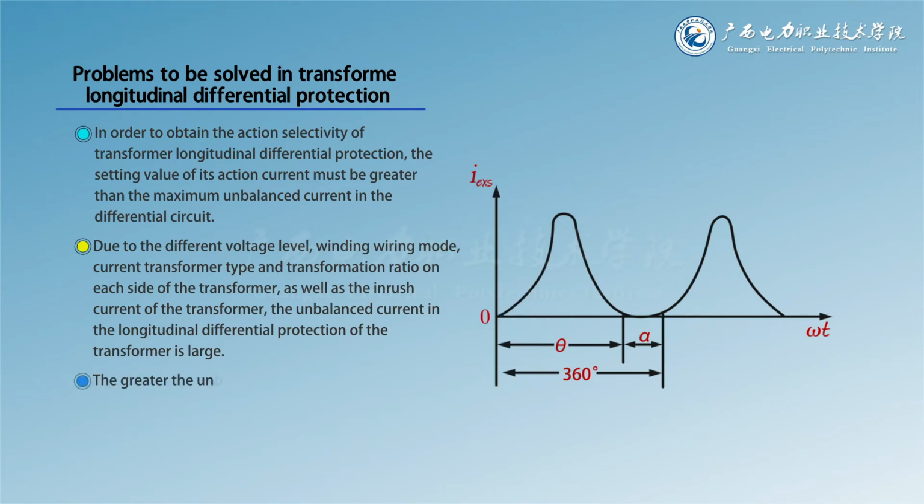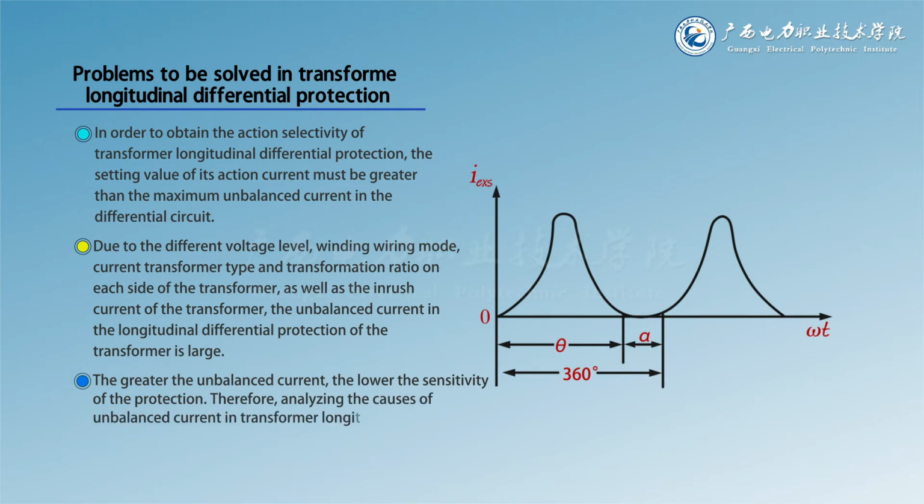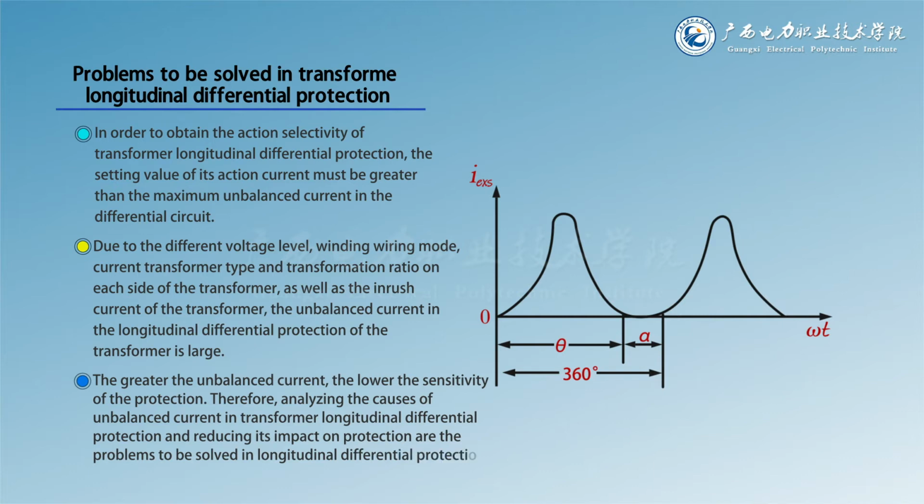The greater the unbalanced current, the lower the sensitivity of the protection. Therefore, analyzing the causes of unbalanced current in transformer longitudinal differential protection and reducing its impact on protection are the problems to be solved in longitudinal differential protection.